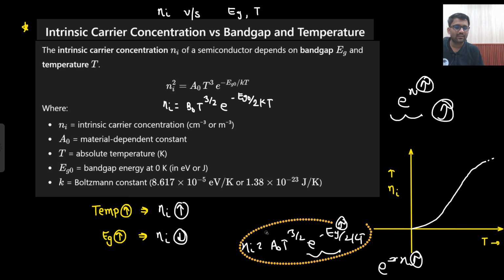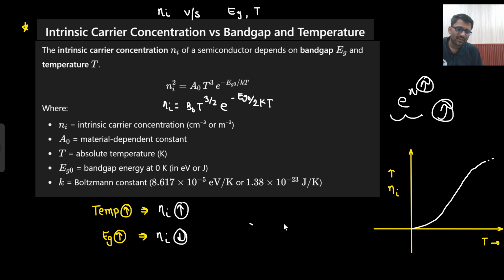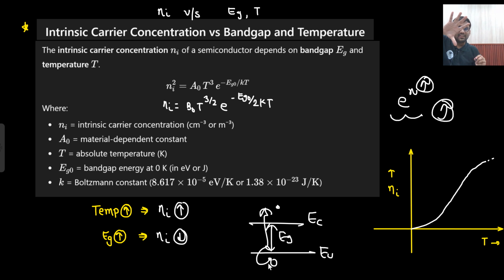Why it is obvious? Because if the gap between conduction band and valence band increases, then this electron will require more energy to go here. So let's just say at room temperature you were getting one electron and one hole. But if the Eg gap is very large, then it may happen that this electron is not able to cross this much energy. So you will not get any electron. Are you able to understand this point?